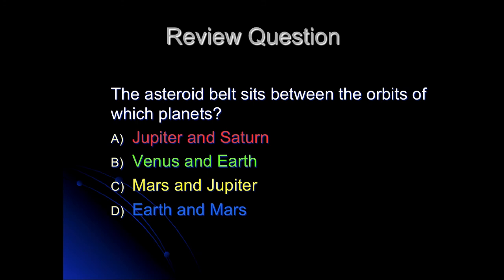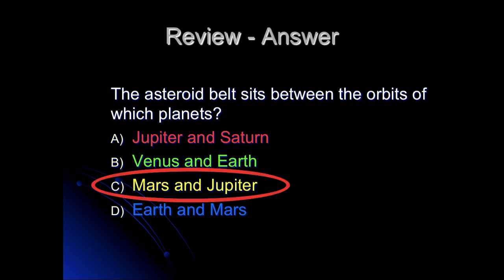Remember back to our overall studies of the solar system? Remember that asteroid belt? The asteroid belt sits between the orbits of which planets? Pause the video and think about it. Hopefully you answered Mars and Jupiter. We talked about that with the formation of the solar system. That asteroid belt sits between Mars and Jupiter.